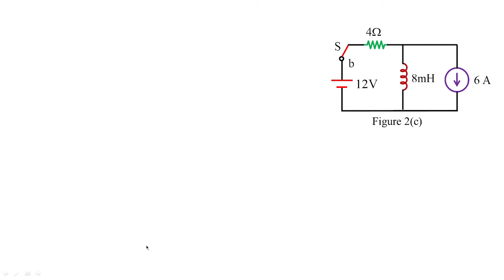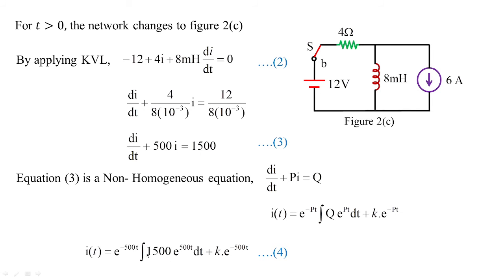Now I'm going to take the integration of 1500 e to the power of 500t dt. 1500 I'm going to take as a constant, it will come out like this. So integration will be applied to e to the power of 500t dt. Integration of e to the power of at or alpha t is nothing but e to the power of at multiplied with the constant value.